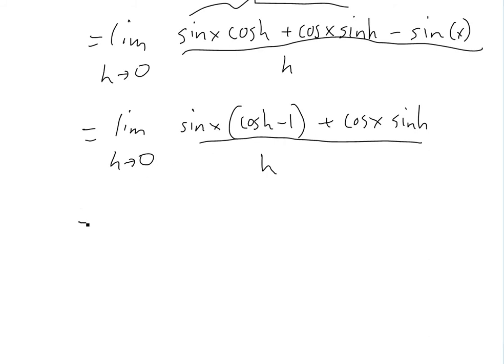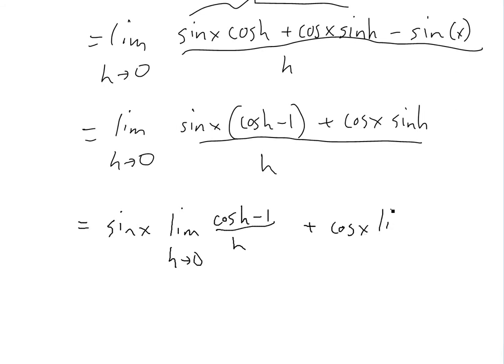I'll simplify this even further. Sine x is not a function of h, so we can take it out of the limit. So if we simplify this into two limits, we'll get sine x times cos h minus 1 over h, plus, well, the cos x is not a function of h, so we just take it out, it doesn't affect the limit.